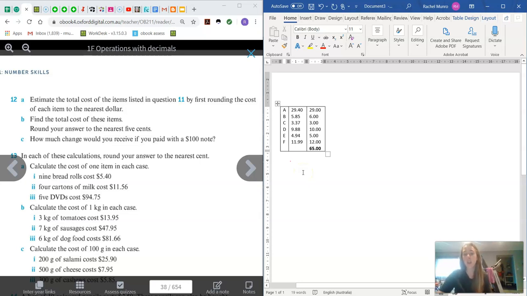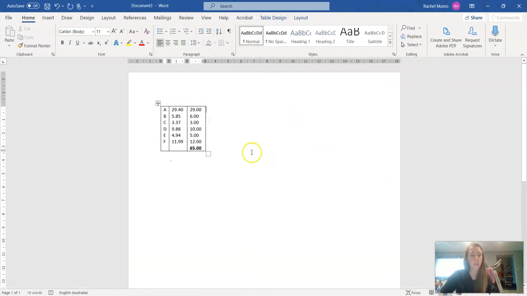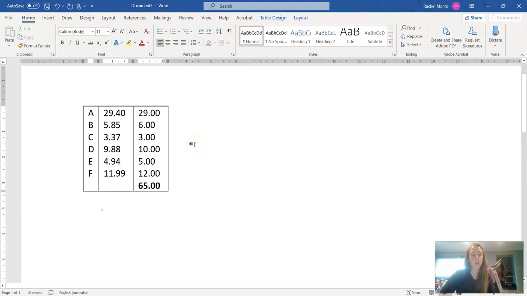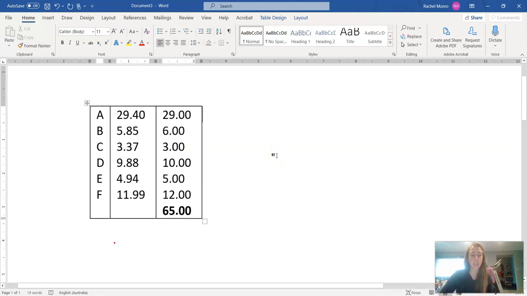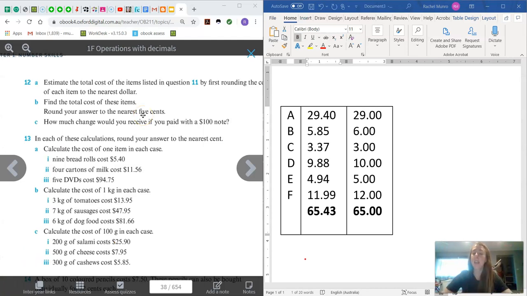Now, it wants us to find the total cost of the items and round our answer to the nearest 5 cents. So I want you to pause the video and add these numbers here. I'm going to enlarge them for you, and then we'll come back and check the answer. So pause the video and find the sum of these numbers that we calculated in question 11. Hopefully you all did that, and if you have just done the addition, you should have got $65.43 as your answer.